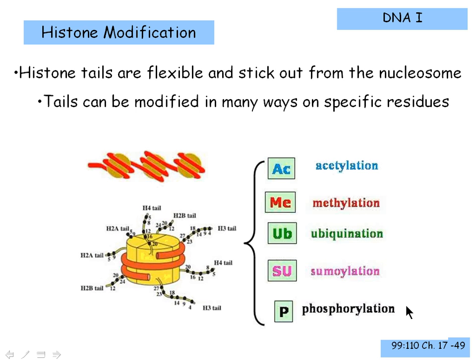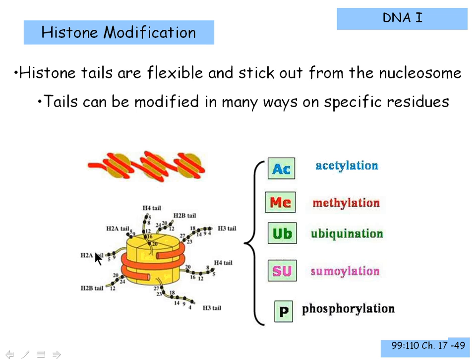First, let's talk about histone modifications. As I said before, histone tails are very flexible and protrude from the surface of a nucleosome. And these can be very long and they have a lot of residues that may be affected. And these tails can be modified in many ways on specific residues. So in one nucleosome, we have 8 core histone proteins. So that means we have 8 tails that are able to be modified.